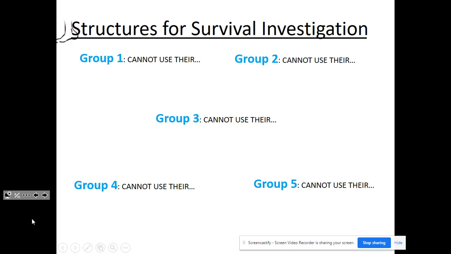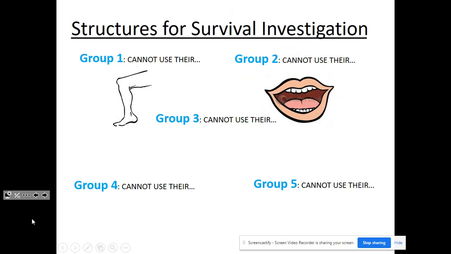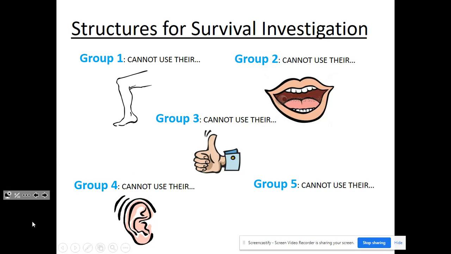Group 1, you cannot use your legs. Group 2, you cannot use your mouth. Group 3 cannot use their thumbs. Group 4 cannot use their ears. And group 5, we've got to put headphones, put something on the ears, put some cotton down in there to keep group 4 from hearing. And group 5 cannot use their arms.